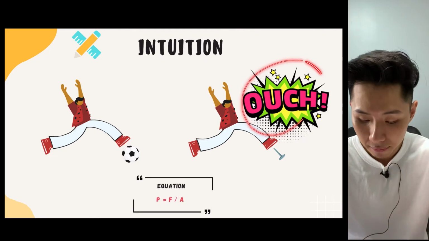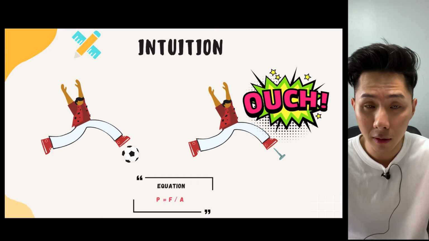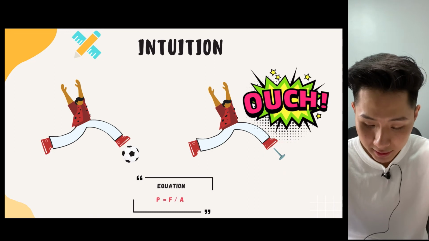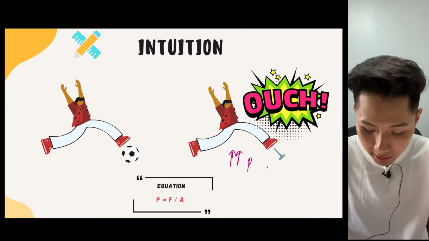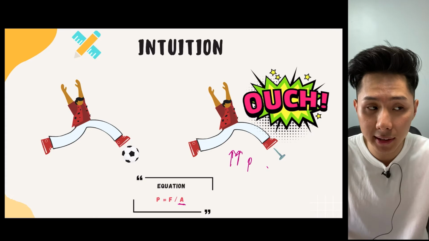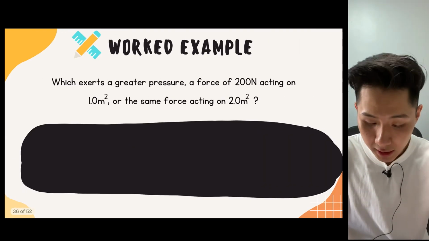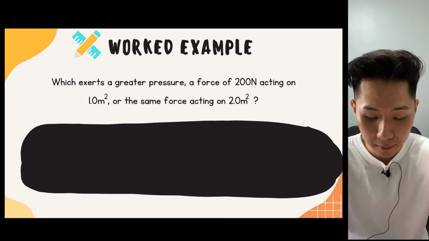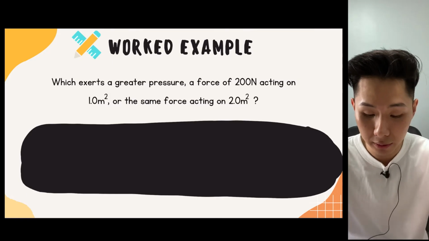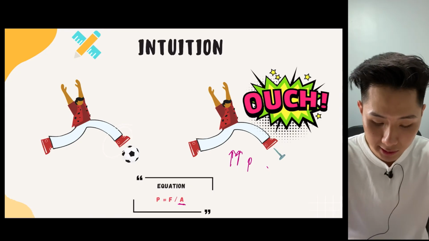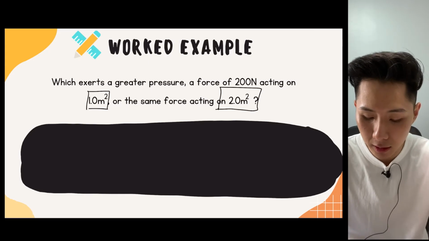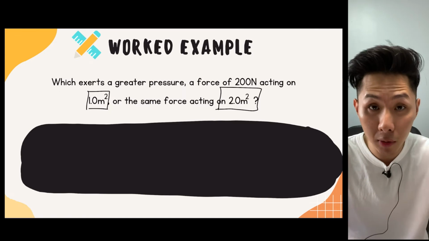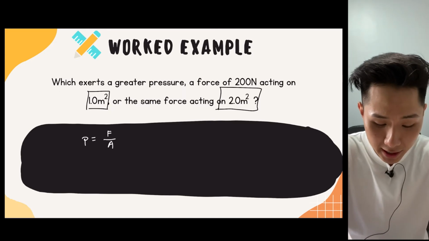And you will feel a lot more pain when you step on the nail. This is because the nail exerts more pressure on you when you step on it. And the reason why it gives you more pressure is because its area of contact is very, very small. So just imagine, I'm going to show you in this worked example which exerts a greater pressure. A force of 200 Newton, let's say it's a shoe here, on 1 meter square, or the same force acting on 2 meters square. And by using the formula, we can determine which one actually has more pressure.